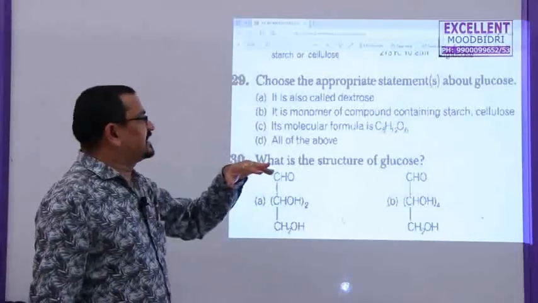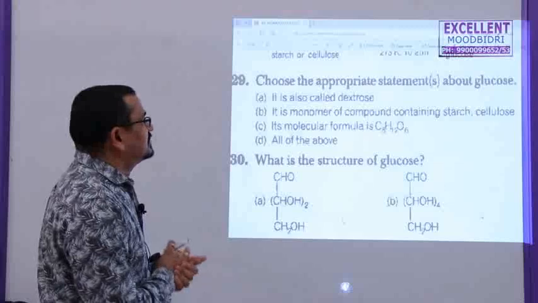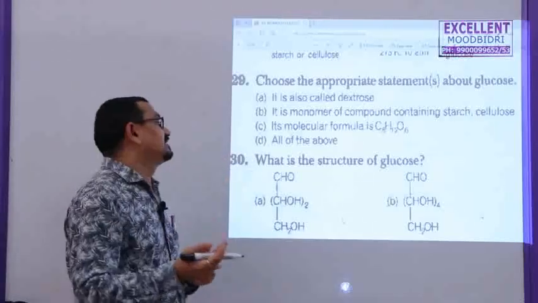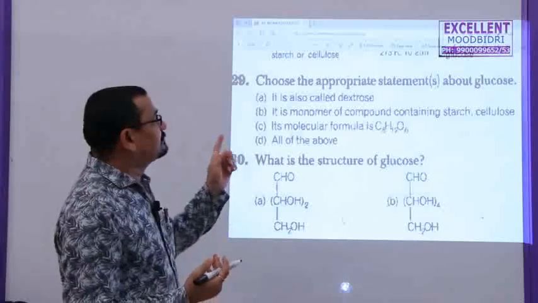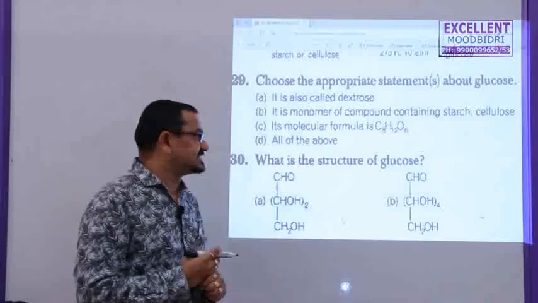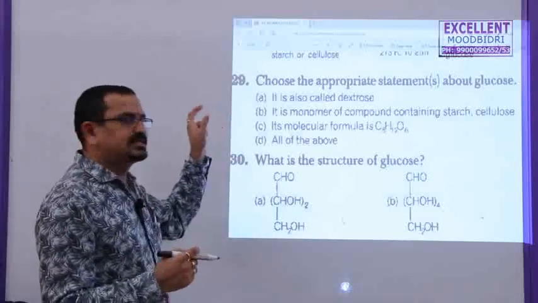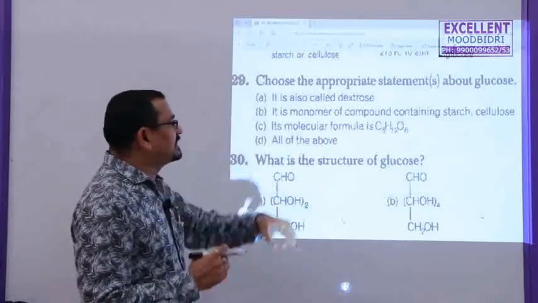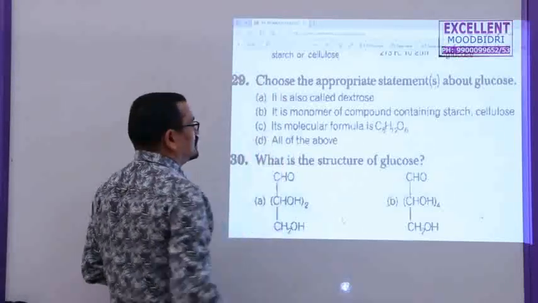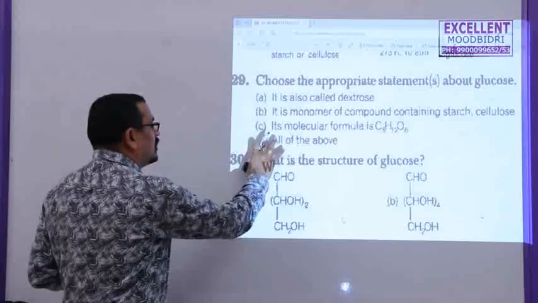Choose the appropriate statements about glucose. It is also called dextrose. Of course, glucose has another name, dextrose, and it is a monomer of the compounds starch and cellulose. Yes, in starch and cellulose, glucose is the monomer, and its molecular formula is C6H12O6. So all three lines are correct, and the correct option for this is all of the above.